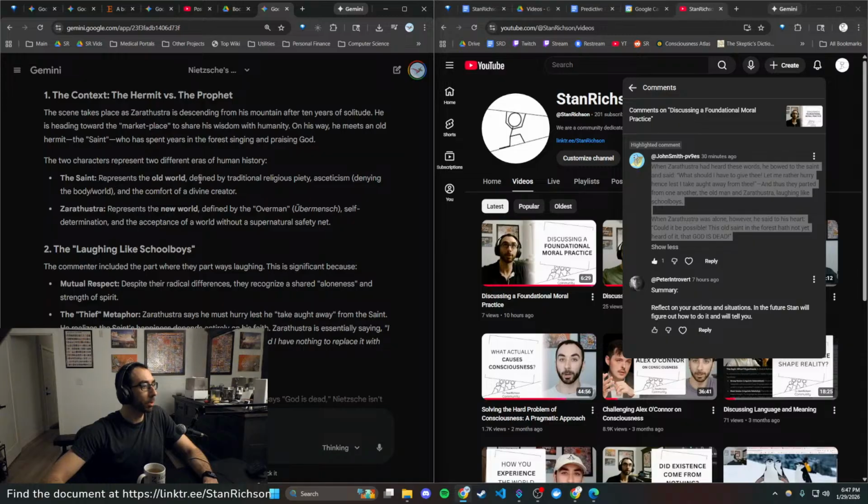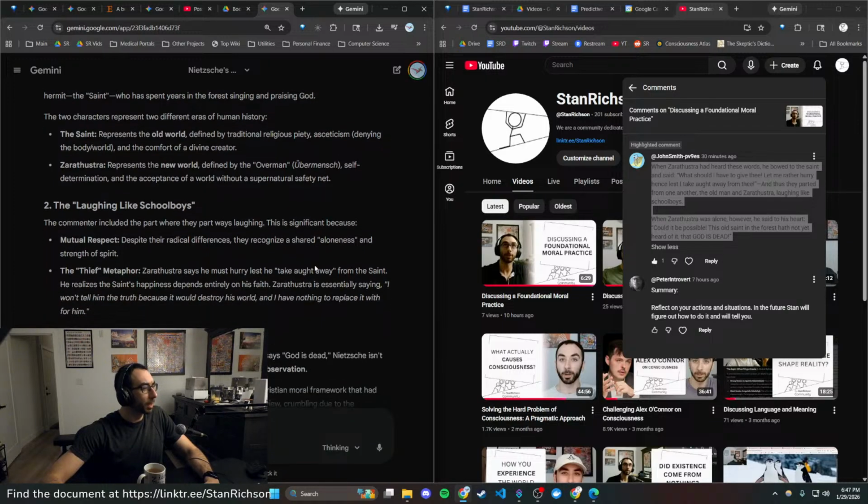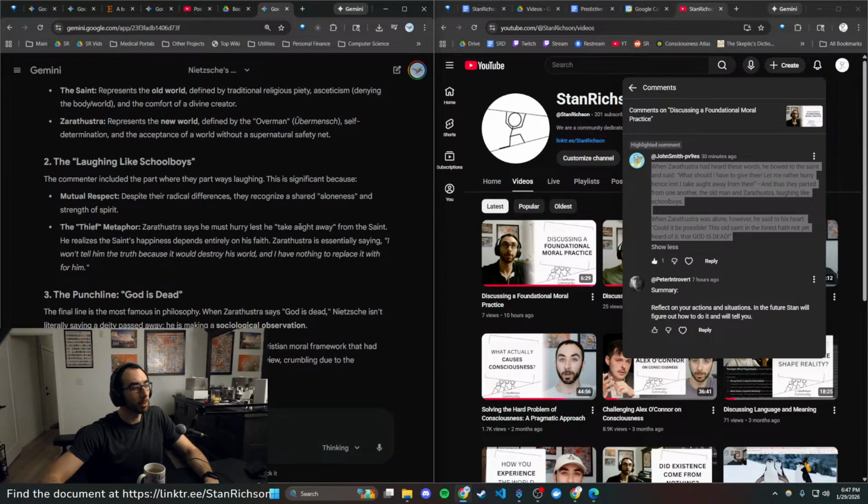The saint represents the old world, defined by traditional religious piety, asceticism, and the comfort of a divine creator. And Zarathustra represents the new world, defined by the overman, self-determination, and the acceptance of a world without a supernatural safety net. The commenter included the part where they part ways laughing. This is significant because despite their radical differences, they recognize a shared aloneness and strength of spirit.